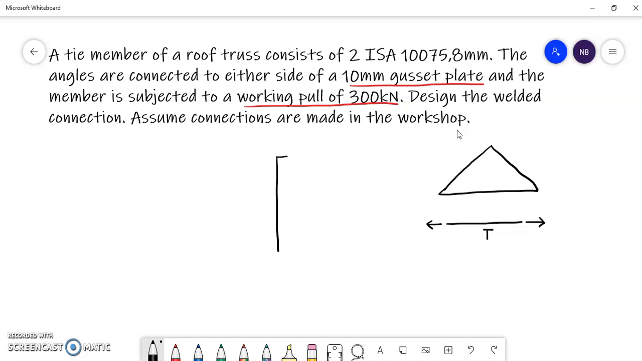This is what the section will look like. So we have a gusset plate to which two angle sections are fixed on either side. These are the two ISA 100 by 75 by 8. This is the 10 mm gusset plate.